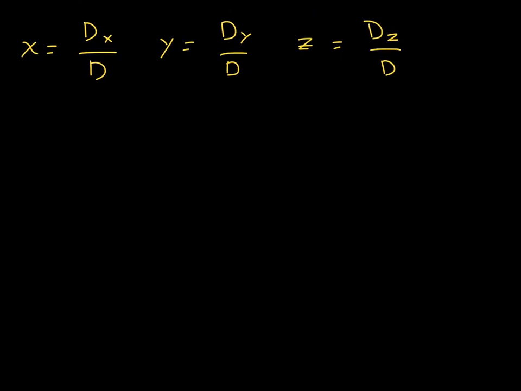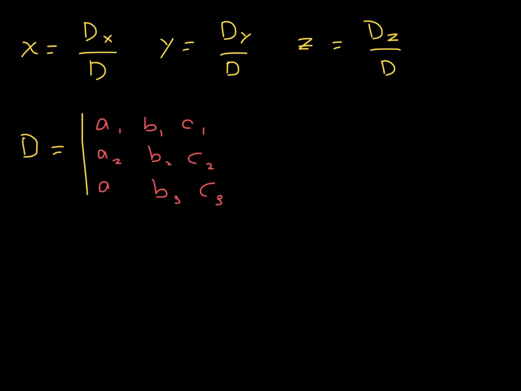The determinant called d is the determinant of your variable coefficients. So it's basically the coefficient matrix. So it's A sub 1, B sub 1, C sub 1, A sub 2, B sub 2, C sub 2, A sub 3, B sub 3, C sub 3. Notice that these are all your variable coefficients.